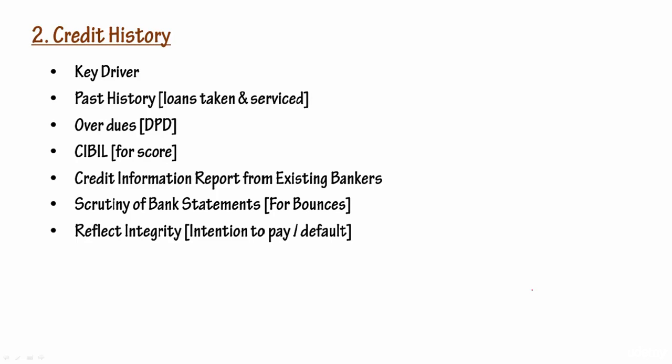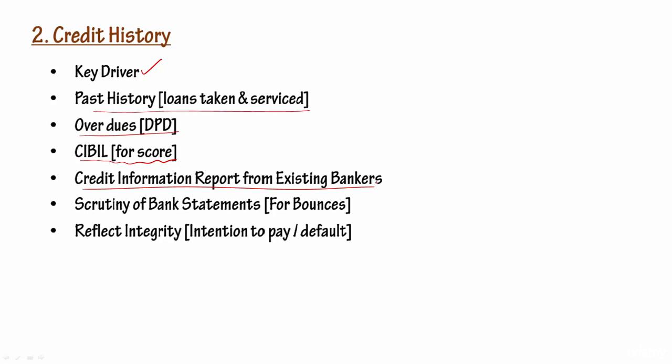The credit history is the key driver, because it is going to reveal the past history. What are the loans they have taken? What are the loans they are servicing? Whether they are servicing on time? Are there any overdues, that is days past due? And they'll be looking at CIBIL, because the score will reflect the credibility, and the credit information report from the existing bankers will give key information to the banker if they are taking over a loan.